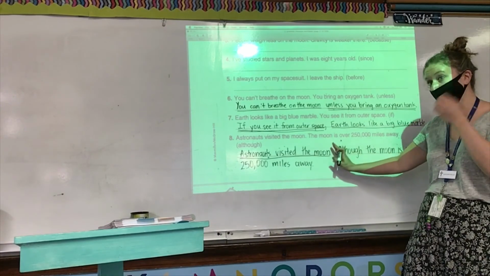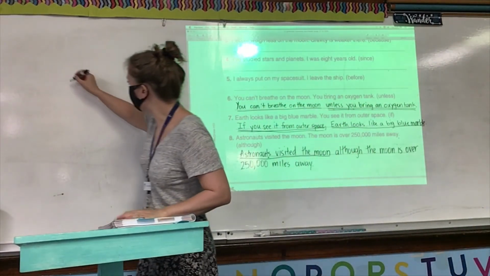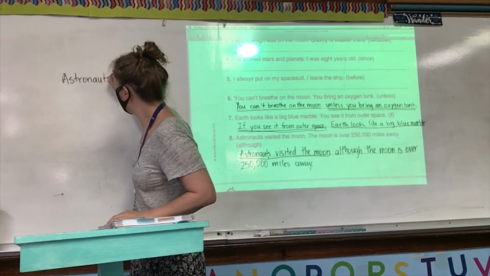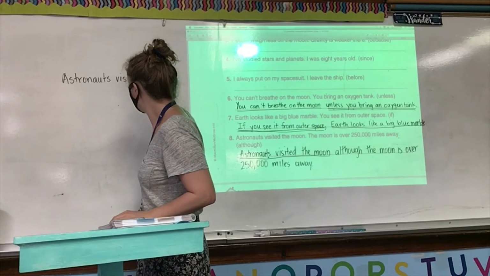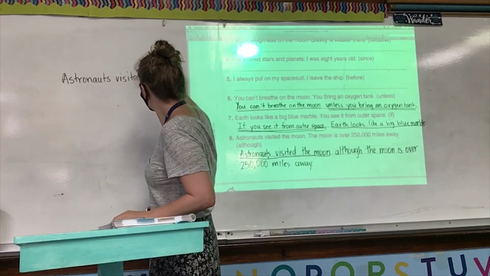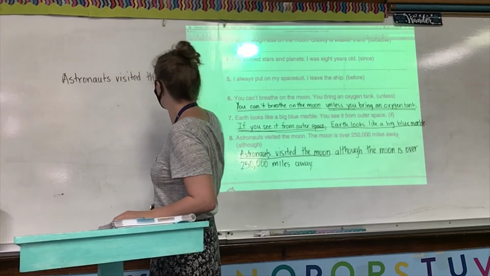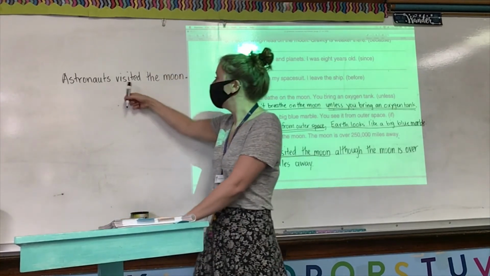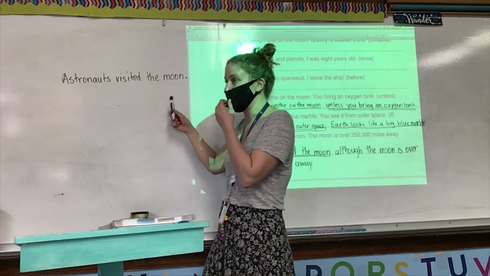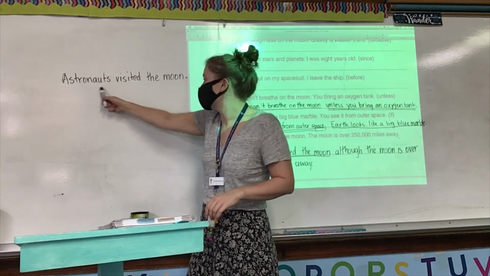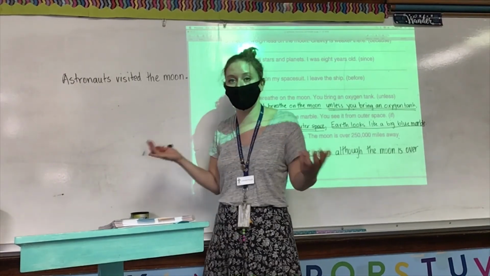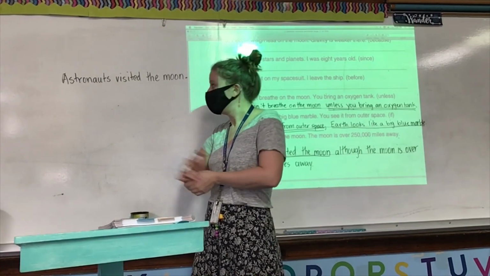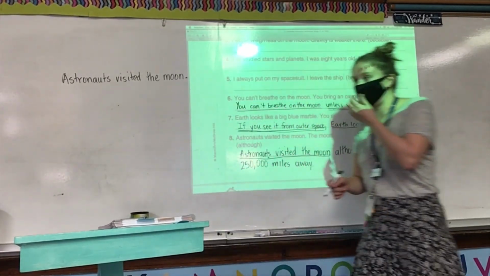Because if we pull that out, Ethan, and write it by itself and put a period at the end, it would make sense. We have a subject, astronauts. We have a predicate, visited the moon. If I said astronauts visited the moon, it's a complete thought. The only question you would have would be if you were curious about it. So that means it's an independent clause.